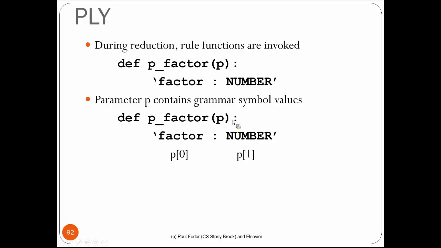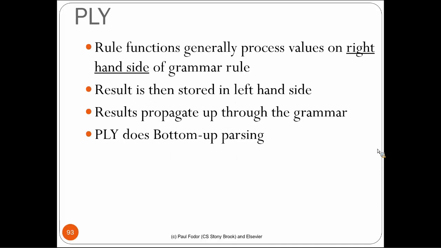So if the output parameter is p, then p[0] stands for the left-hand side of the production rule, and then p[1], p[2], and other increments are the right-hand side of the production rule. So rules are processed from the right-hand side to the left-hand side. The value is stored in the left-hand side, then we propagate this up through the grammar. These are called synthesized attributes because they synthesize from the leaves to the top of the tree, to the root of the tree, the value of the expression.